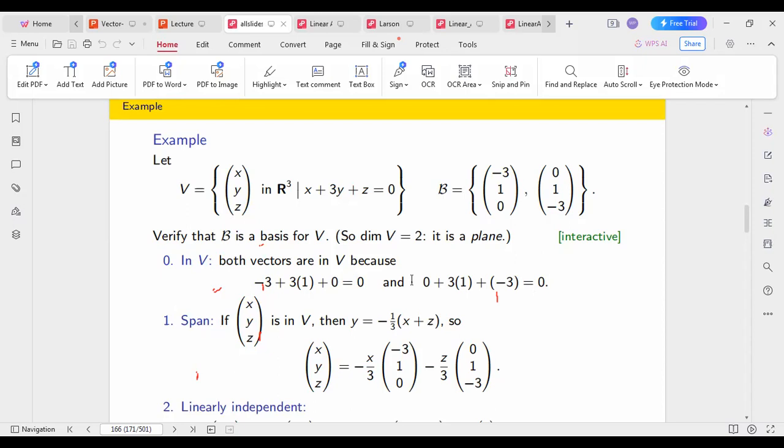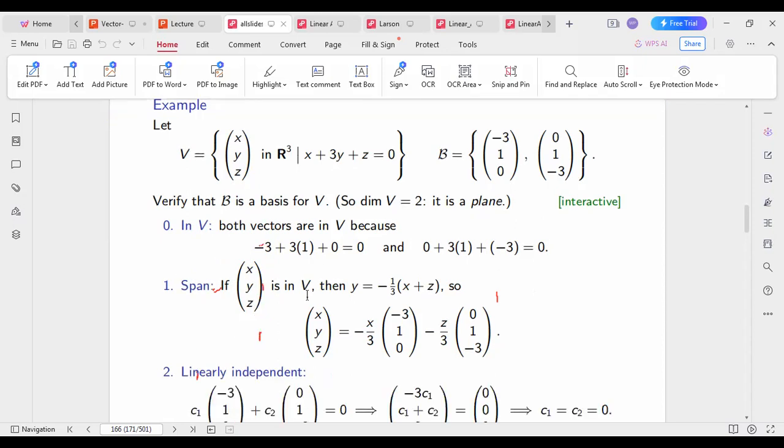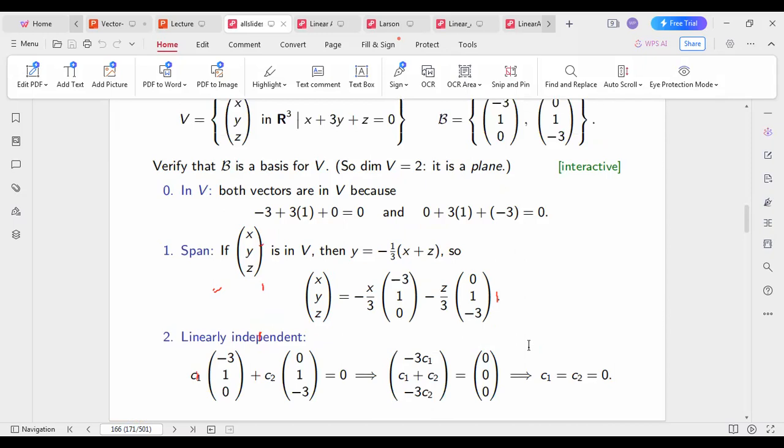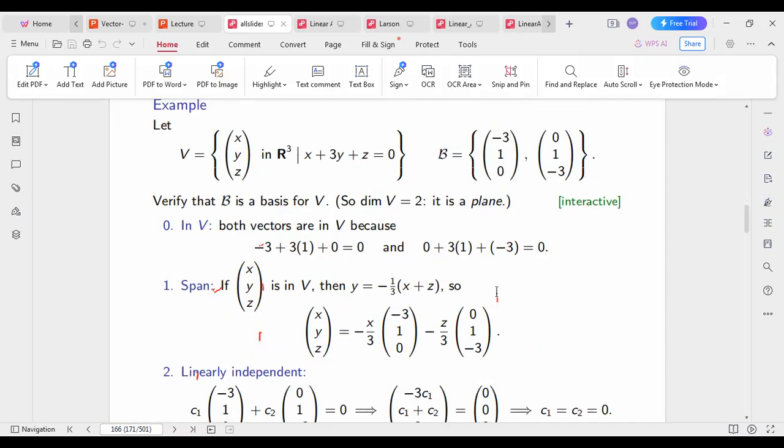Now for the span: if (x,y,z) is in B, then y equals, from the given equation, -1/3 x plus z. So (x,y,z) can be written as -x/3 times the first vector plus -z/3 times the second vector. And for linear independence, with two scalars c1 c2, we write c1 v1 + c2 v2 equals 0. That means every scalar is 0. This is why the two vectors are linearly independent, and these are the two bases.